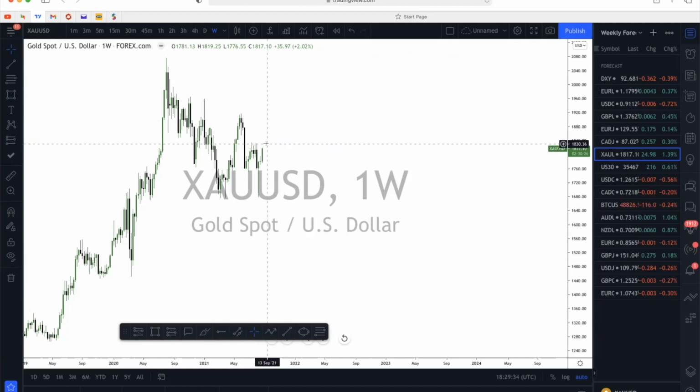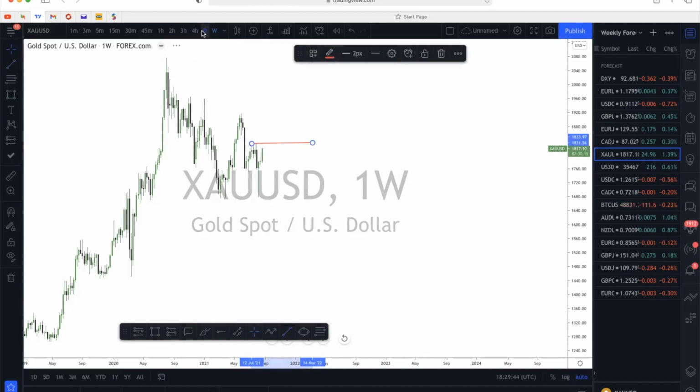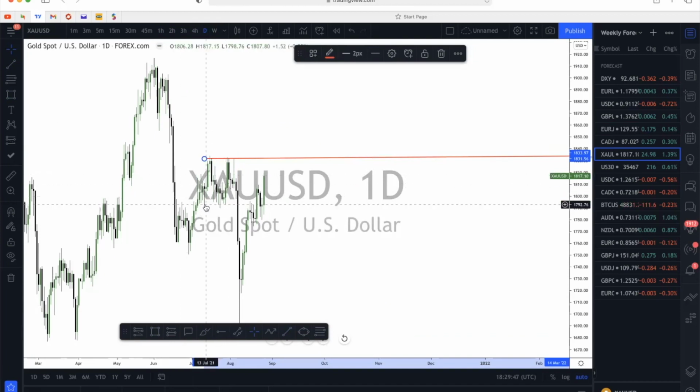As you can see, this particular zone that we have, this gap, has not been filled. That's on the weekly time frame. So we have a liquidity zone here, right? So let's go to the daily time frame. So on the daily time frame, right?